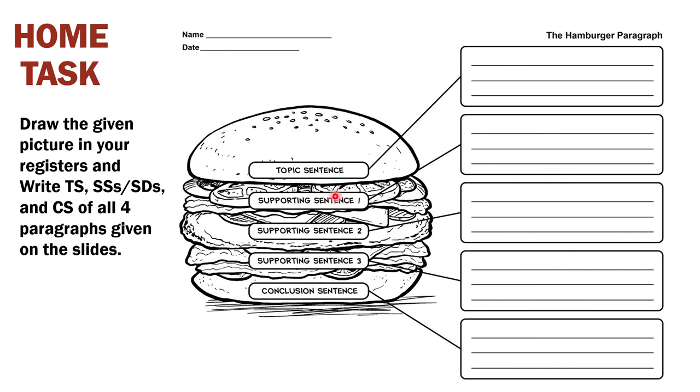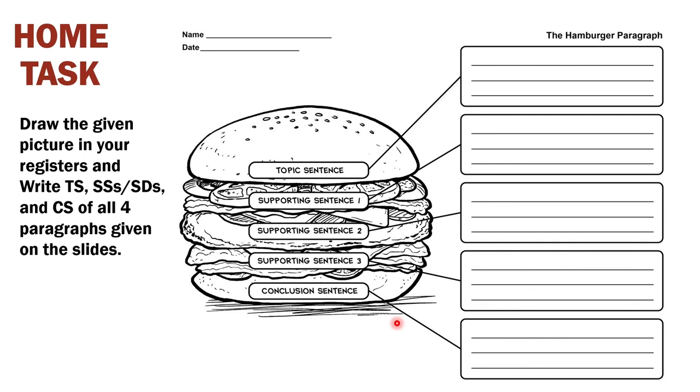to draw the given picture in your registers and then choose those paragraphs. Out of those 5-6, you have to take any 4 paragraphs, and you have to write over here their parts: this is the topic sentence, these are the supporting details, and these are the concluding ones. And still, if you don't understand, do ask me the question anytime in the group.